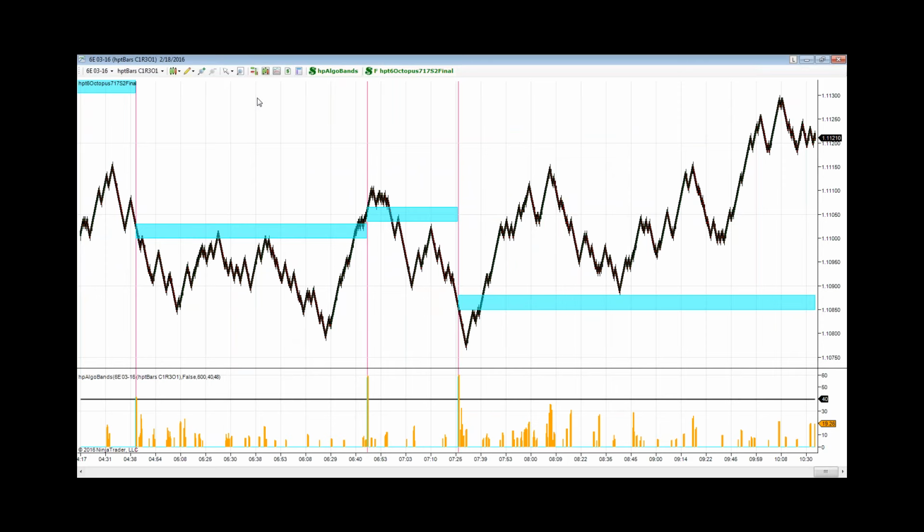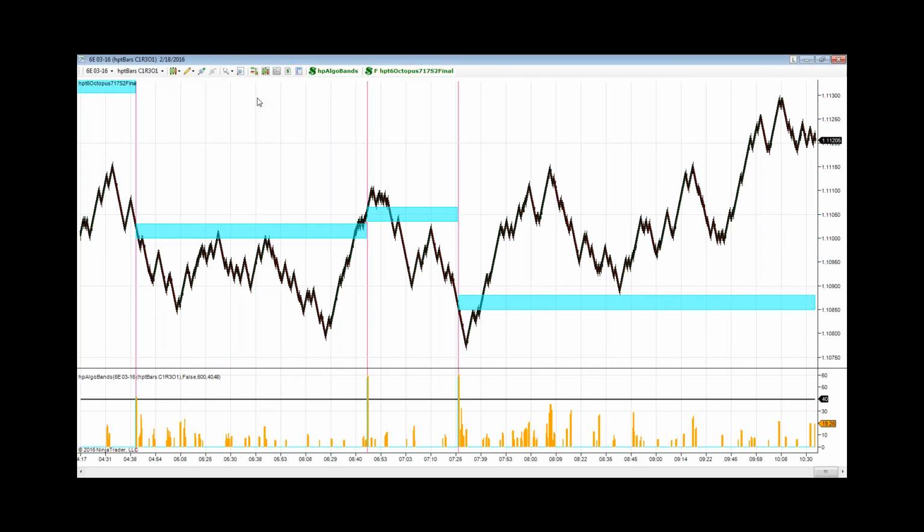Okay, so I just wanted to make sure that there were no other questions here. Point being, once you're happy with this, once you've done this analysis, you can go to your other chart and you can have the HPT6 algo bands up there, because that's the one that'll work with the octopus if you want it to work. It's also going to work with the mini trader.